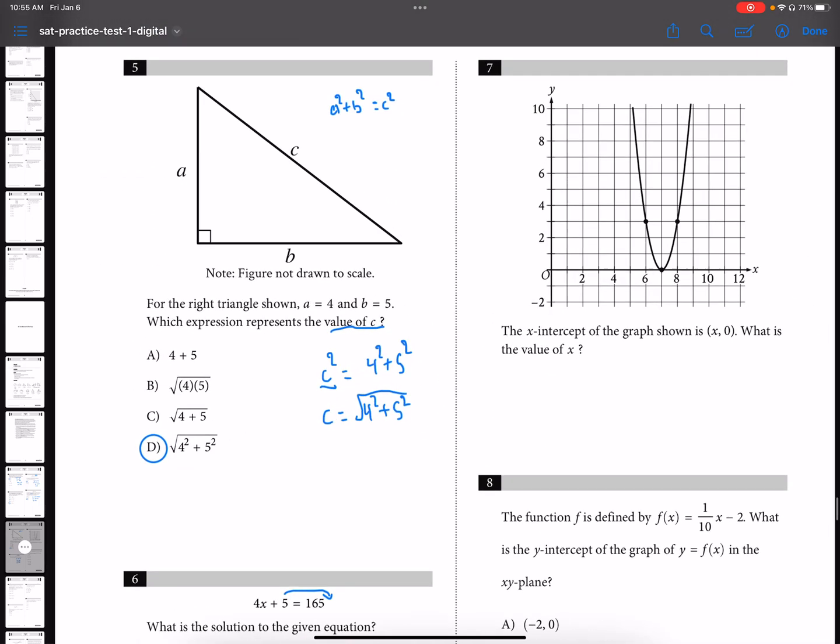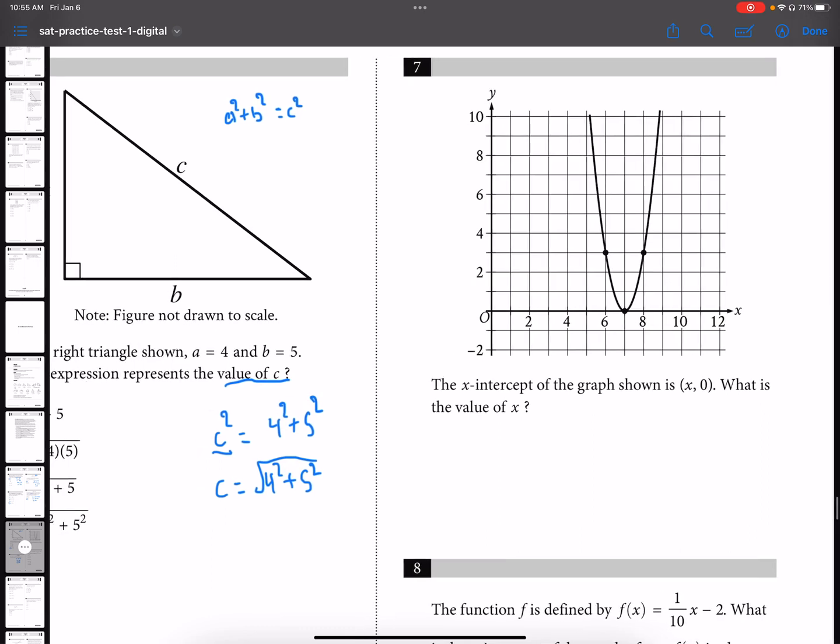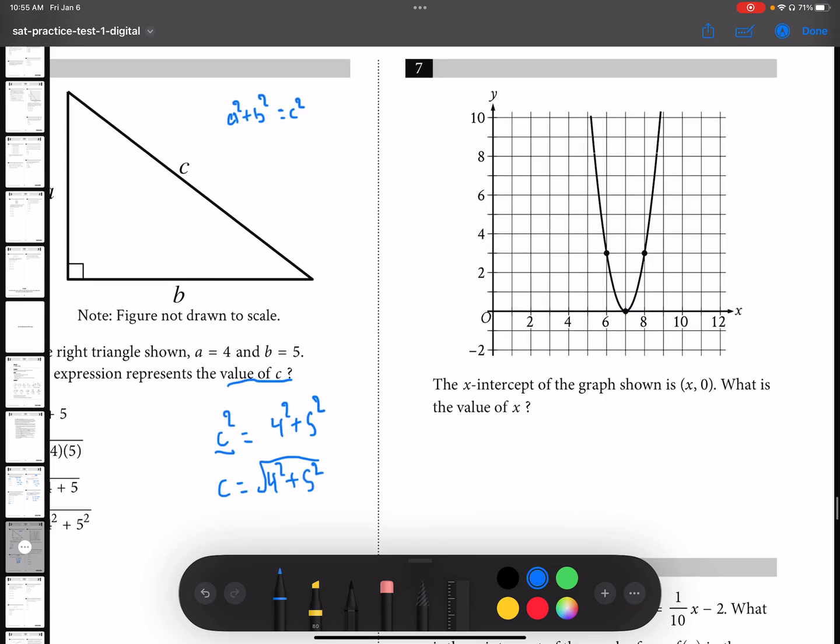Okay, number 7. The x-intercept of the graph shown is x, 0. What is the value of x? So this is our x-intercept right here, where it intercepts on the x-axis. So we know the y is 0. That means x is 7. So x is equal to 7.